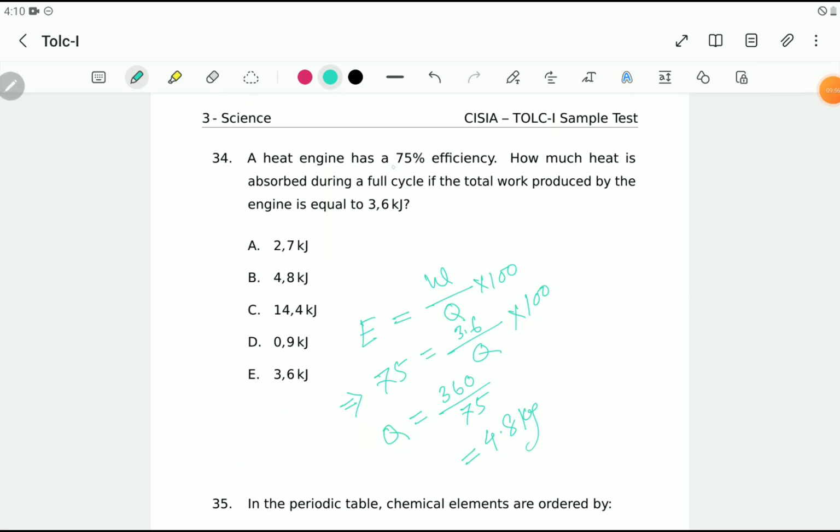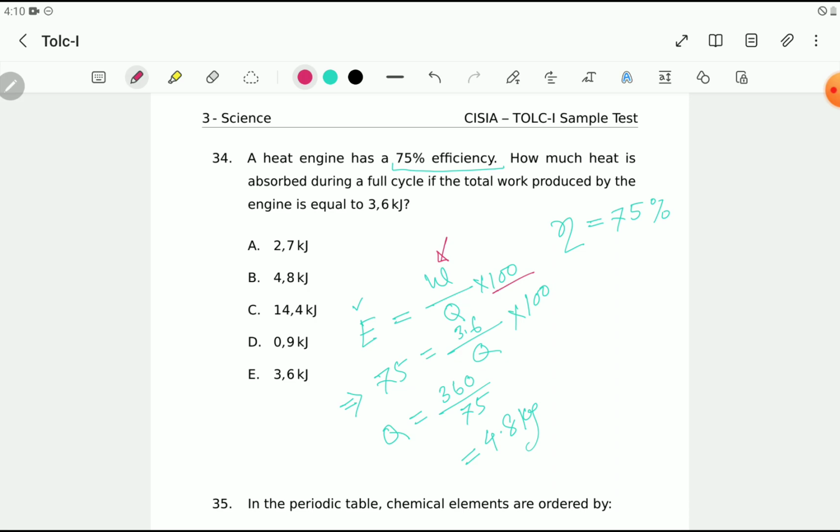A heat engine has 75% efficiency, that means efficiency is given 75%. Okay, how much heat is absorbed during a full cycle if the total work produced by the engine is equal to 3.6 kilojoule? So we know this basic formula, the efficiency E equal to the work W by Q, and Q is absorbed heat that we have to find out, multiplied by 100.